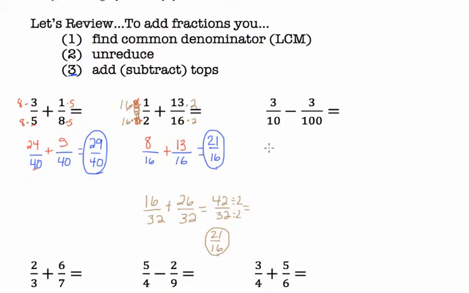3/10 minus 3/100. A common denominator for 10 and 100 is 100, because 10 divides into it and 100 divides into it. So to turn 3/10 into 100ths, use your denominator as a clue. How do I turn 10 into 100? By multiplying by 10. And 3/100ths is already in 100ths, so I don't have to change those.